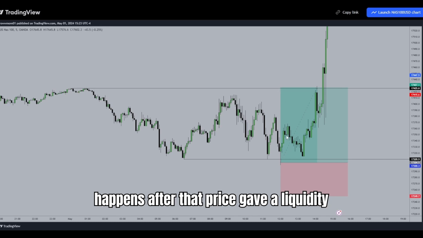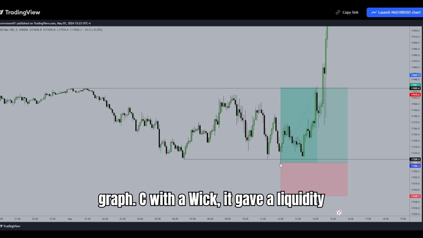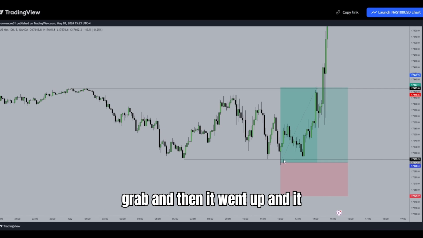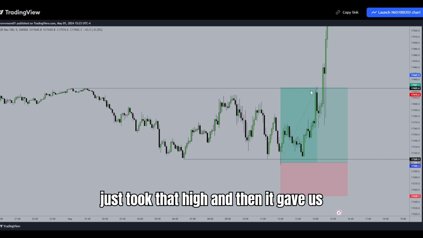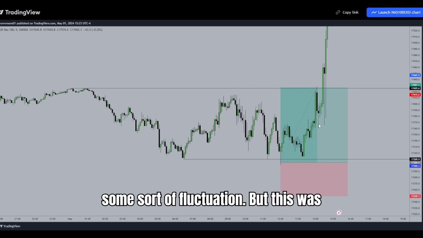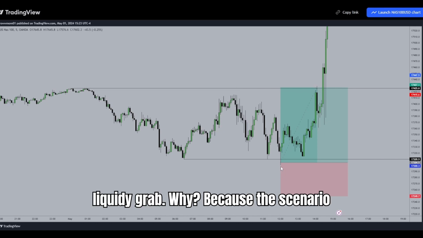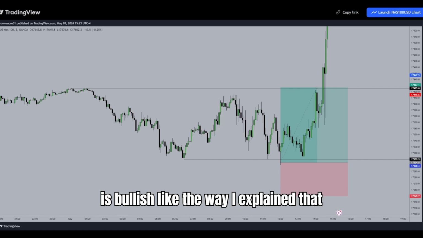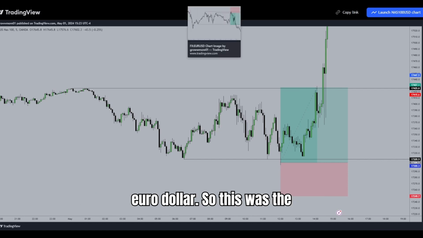And what happens after that? Price gave a liquidity grab. See, with the wick it gave a liquidity grab, and then it went up and took that high, and then it gave us some fluctuation. But this was the liquidity run and this was the liquidity grab. Why? Because the scenario is bullish, the way I explained in that EUR/USD.